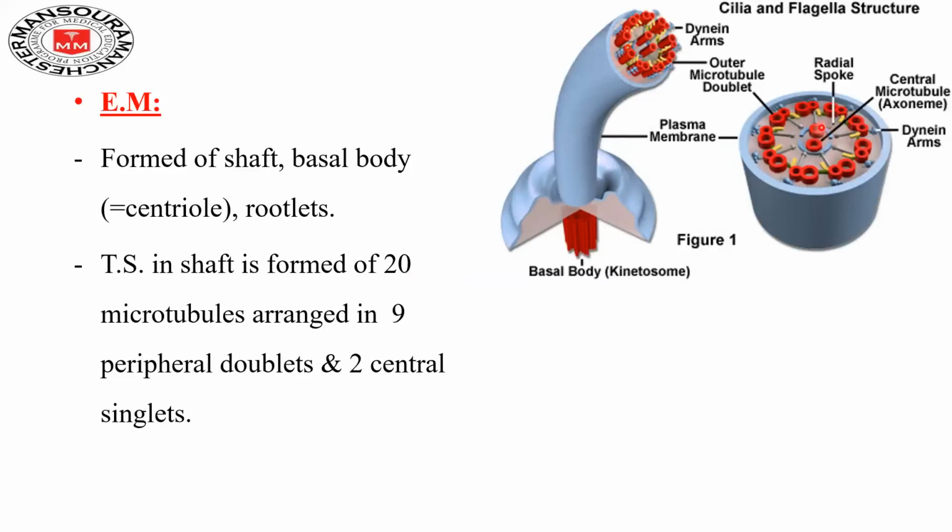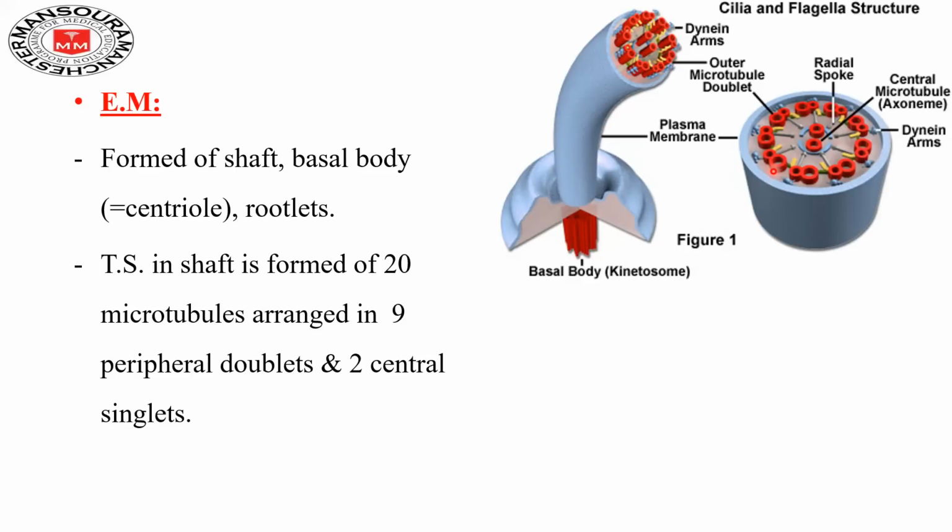They are present in the center, and they are separate, so they are called 2 central singlets. They are 2 central separate microtubules, not attached like that. So we call them singlets, not doublets. Again, the shaft of cilium contains 20 microtubules only, not 27, divided into 9 peripheral doublets and 2 central singlets. Why are they called singlets? Because they are 2 separate from each other, not attached like the doublets.